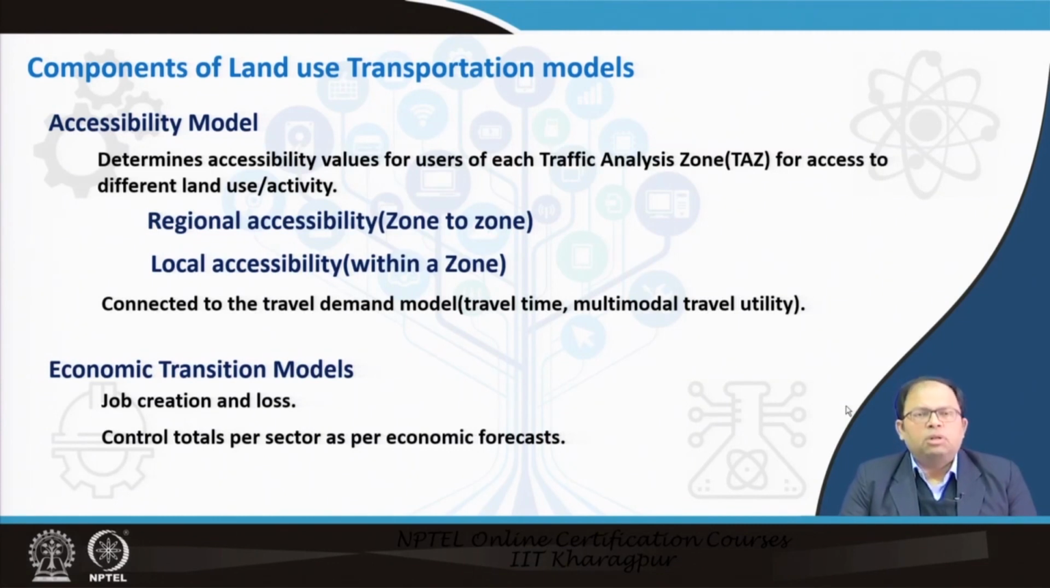So that is what this model estimates, and the control totals per sector as per economic forecast also need to be aligned. That means if we have a yearly economic forecast for jobs for each different sector, once the job creation and loss is modeled for different zones in an urban area, the total of all these jobs created and lost should match with the total of the economic forecast that was there. So that is what control totals talks about. It's a sort of check to see that the forecast and the actual model match. The prediction by both matches.